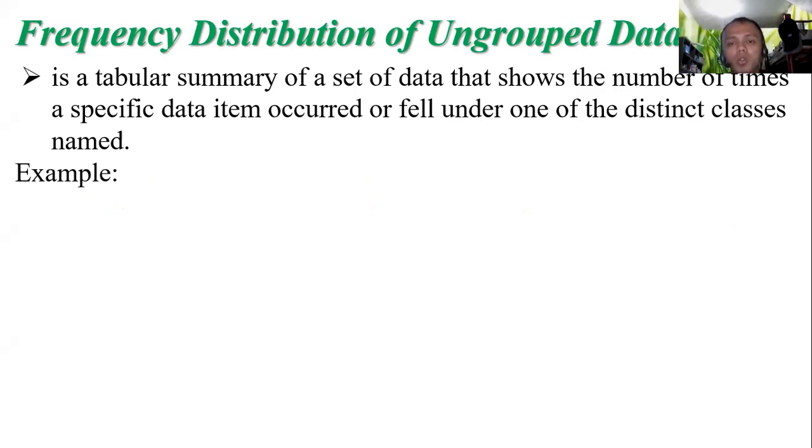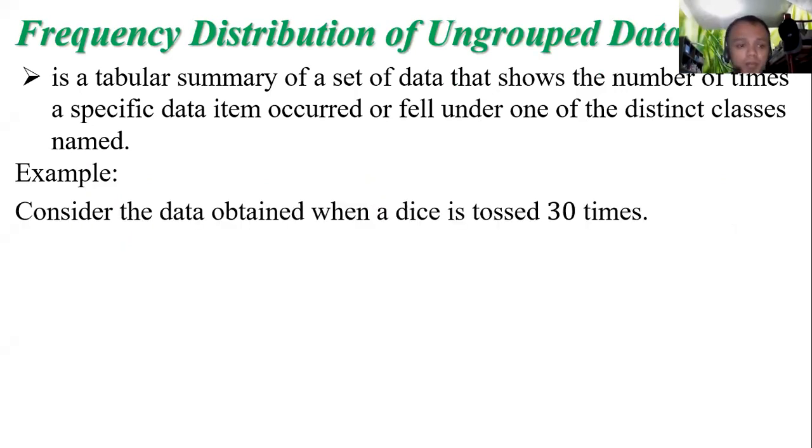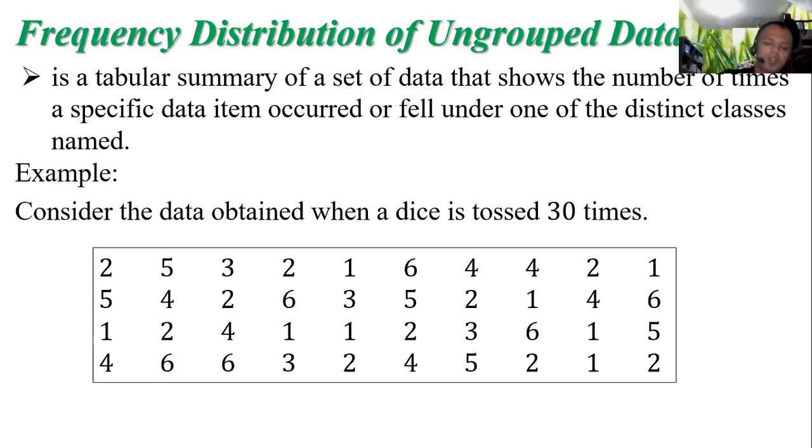Okay, so just like what I have shown you in the mean, median, and mode table. Example of frequency distribution of ungrouped data. So, how do we make the frequency distribution of ungrouped data? Consider the data obtained when the dice is tossed 30 times. So this is an example, the dice was tossed 30 times. These are the results when you tossed the dice 30 times.